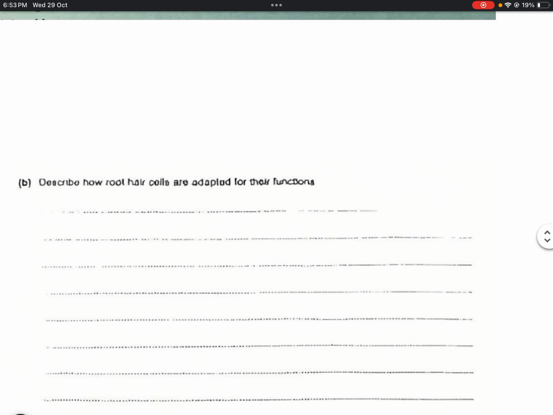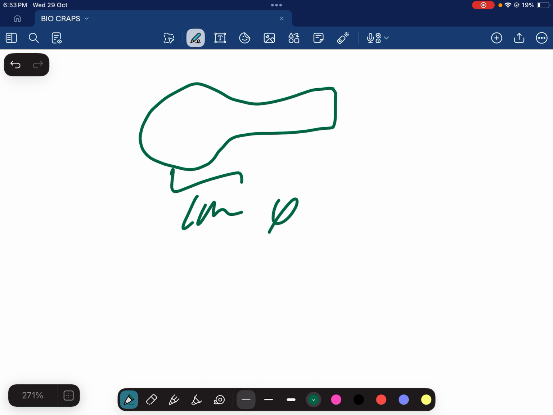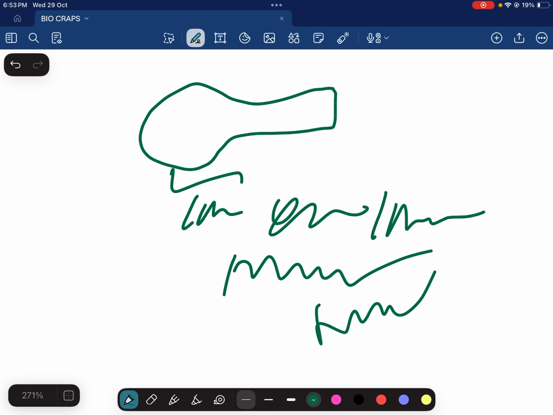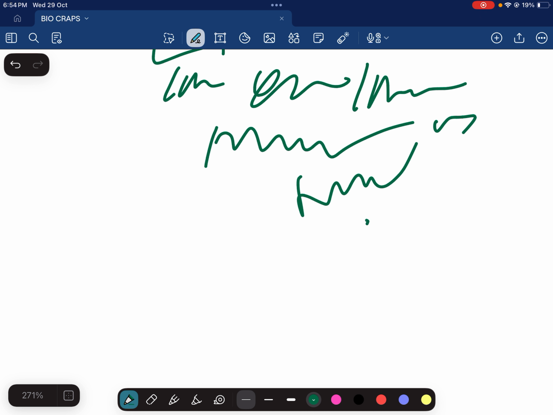Describe how root hair cells are adapted for their functions. Okay, this is very, very simple because do you know how root hair cells look like? It looks like a long, then boom. This is a root hair cell. So what is it? It's long and elongated. Why is it long and elongated? To increase surface area to volume ratio so that more water and mineral salts can be absorbed via osmosis and diffusion respectively.